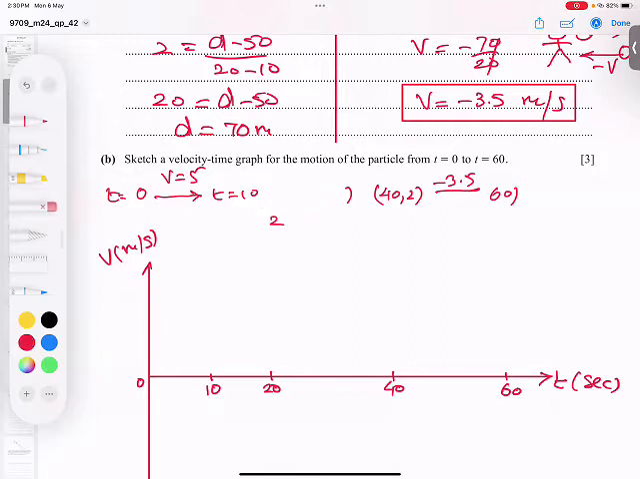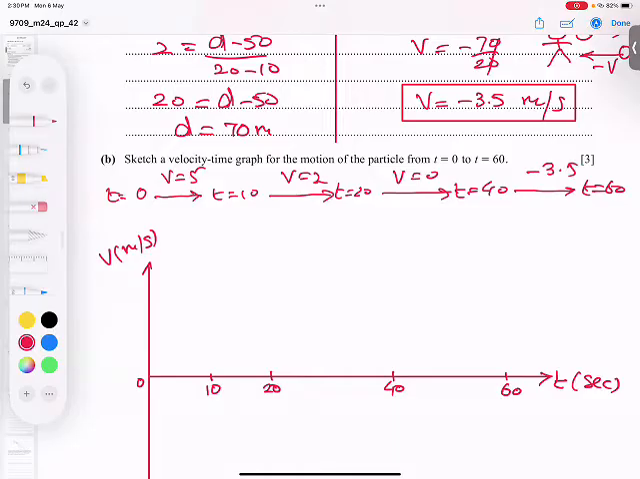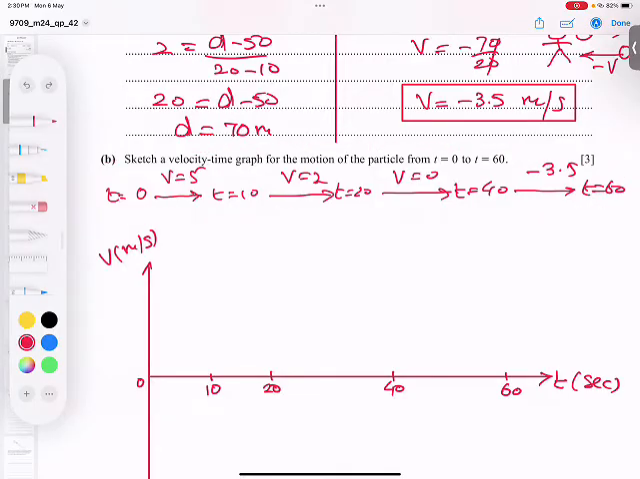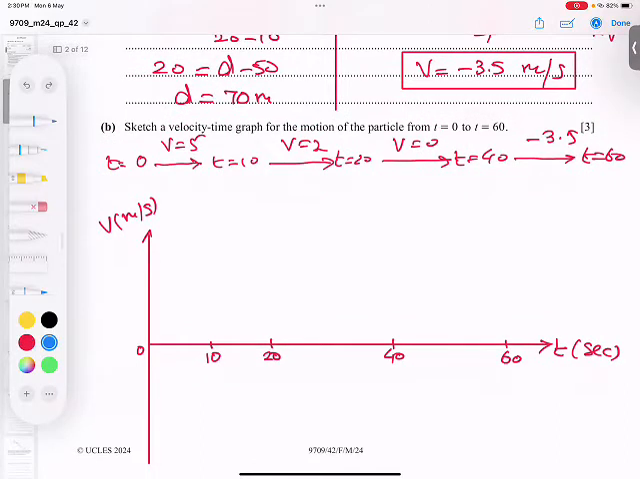And next, from 10 to 20, velocity is 2. And the last stages, 20 to 40, velocity is 0. And 40 to 60, velocity is negative 3.5. So this timeline and velocity, the concept is very clear and you will understand. If you have an issue, please work this way, and the chance of mistake will, inshallah, finish automatically.